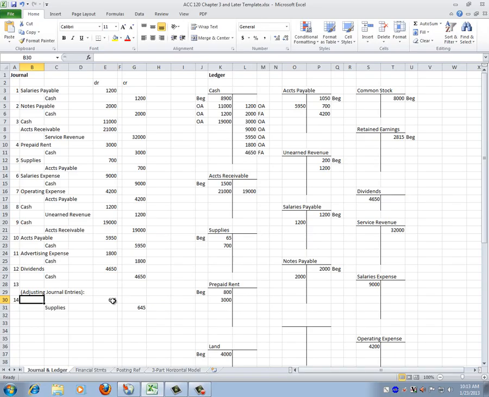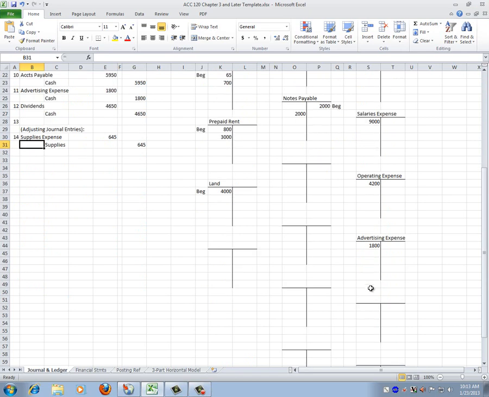Reducing the supplies asset, and as assets in general get used up, we shift their used up formerly asset portion out of the asset and into the appropriate expense account, in this case supplies expense. Of course, we always record expenses with that left side entry called debit, remember.